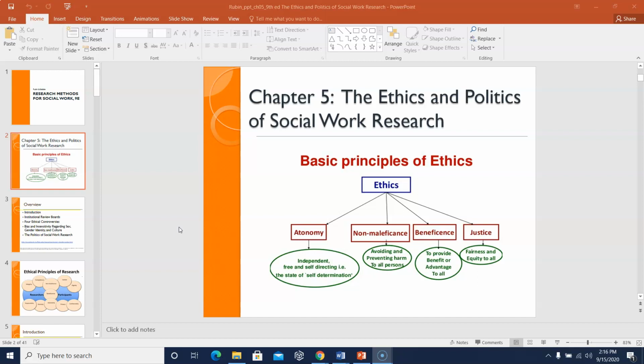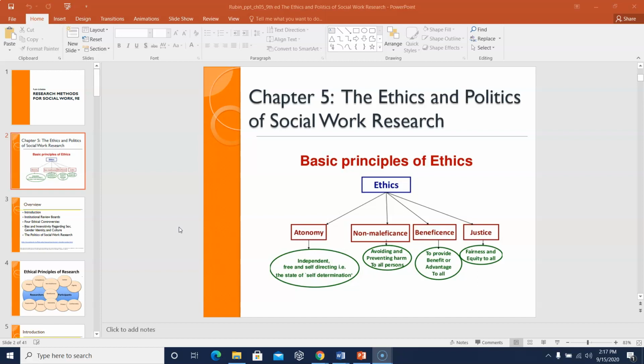Principles of ethics. We'll talk about this in more detail in a few minutes, but I like the visuals that a figure like this, in the second slide, shows: autonomy, non-maleficence, beneficence, and justice. Autonomy is independence, and non-maleficence is avoiding or preventing any harm.